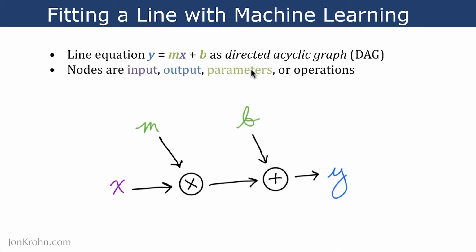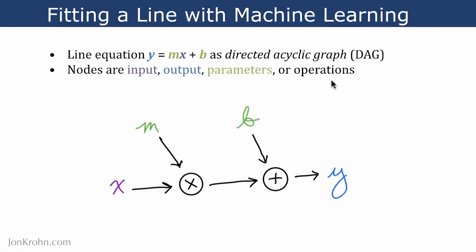So the graph, the directed acyclic graph for our line equation, consists of nodes. Each of these points in the graph is a node: 1, 2, 3, 4, 5, 6 nodes. We have an input node, which is x. We have an output node, which is y. And we have our parameters, both shown in green, the slope m and the y-intercept b.